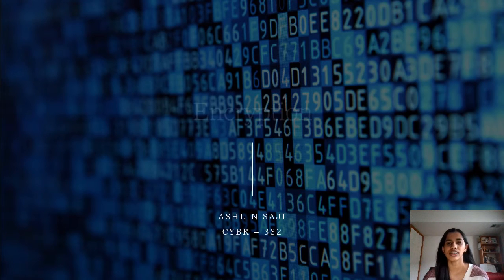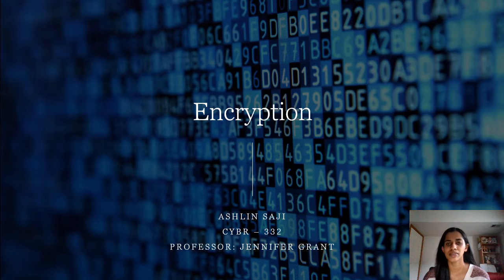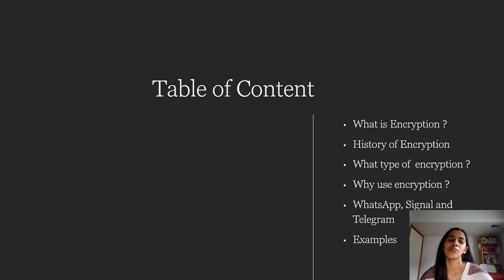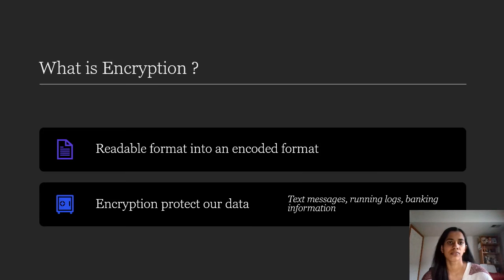For this project, I'll be talking about encryption. Throughout this video, I'll be talking about what encryption is, the history of encryption, what types of encryption there are, and why it is useful to use encryption. And I'll be talking about three messaging systems, that is WhatsApp, Signal, and Telegram, and I'll be showing a few examples also.